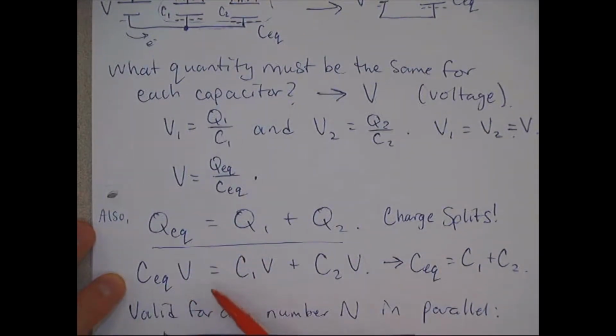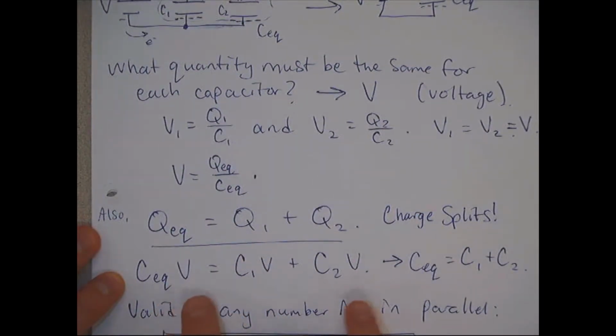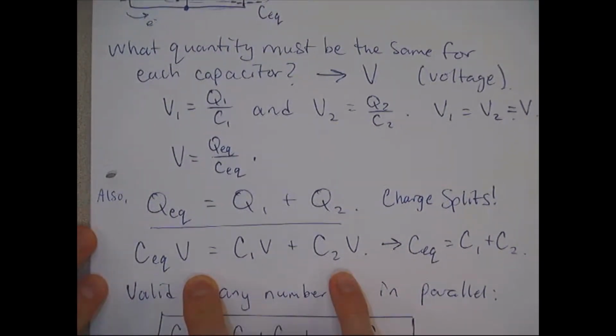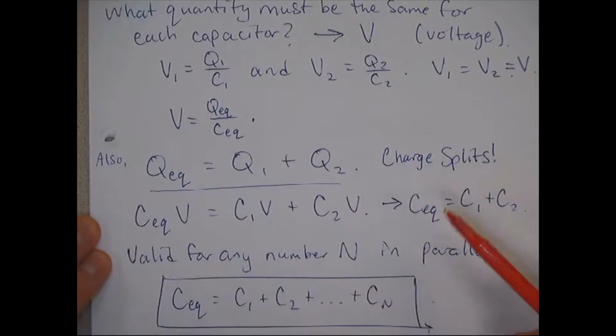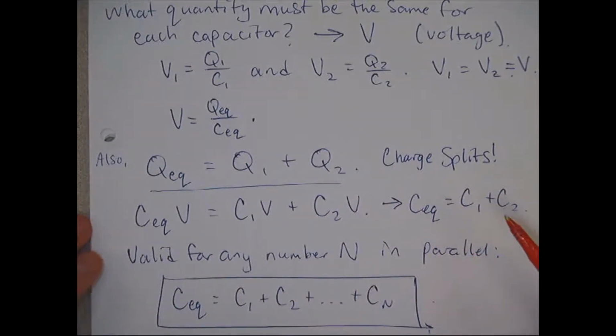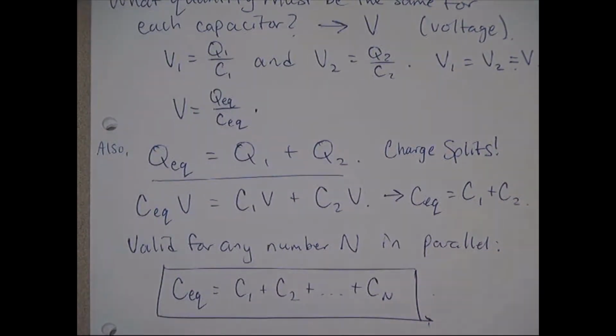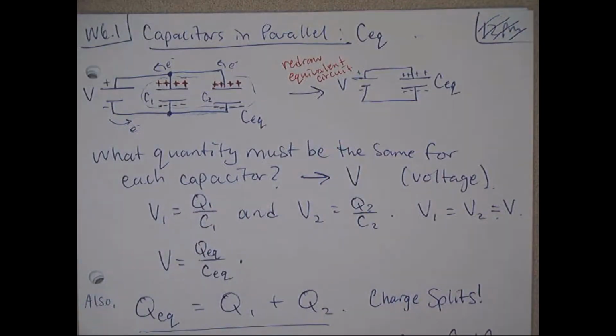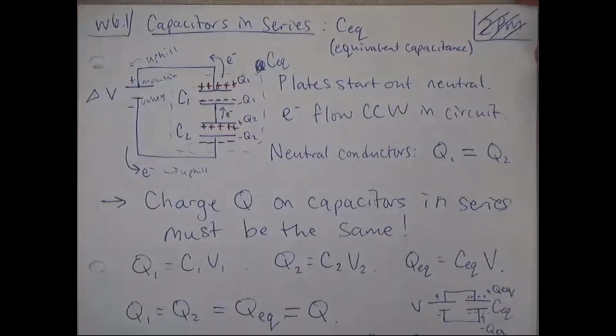Replacing Q with CV in this expression, and the fact that they all carry the same voltage, gives you that the equivalent capacitance is simply the sum of C1 and C2. This is valid for any number of capacitors in parallel. So you can add up arithmetically the capacitance of each, and that will give you the equivalent capacitance of this device. Now, instead of thinking of these capacitors in parallel, let's take a look at the series case.